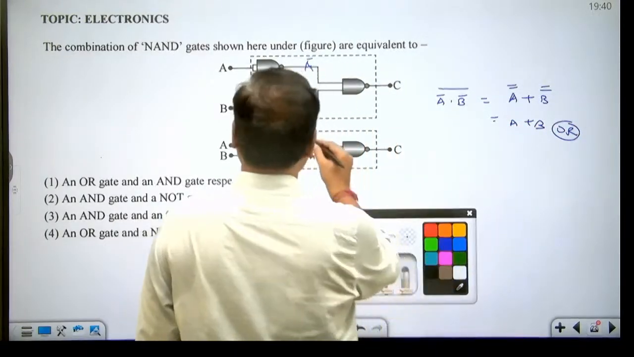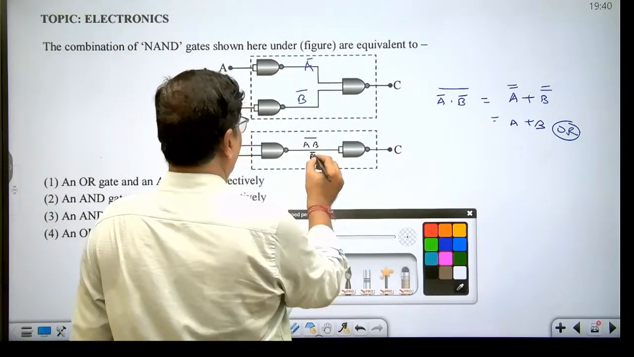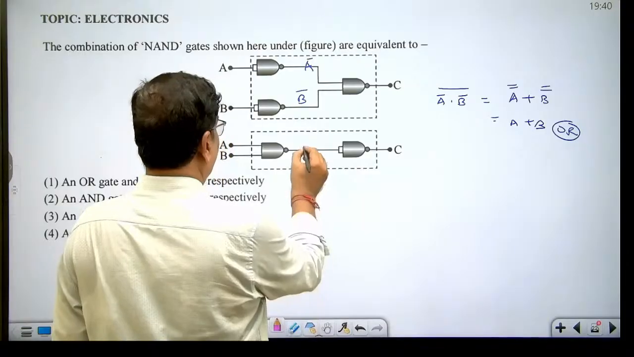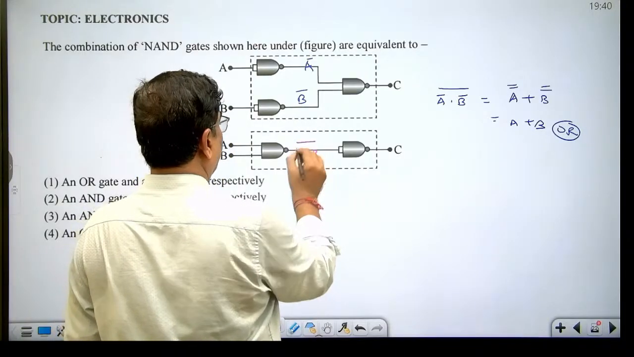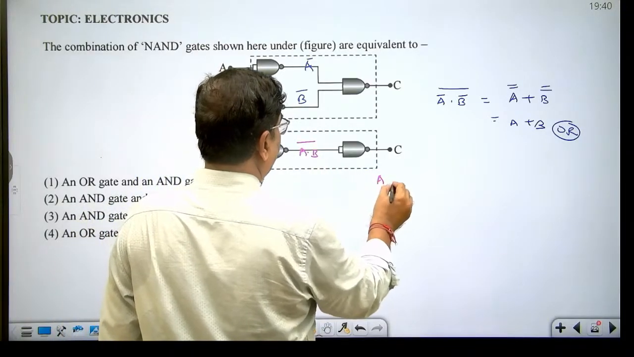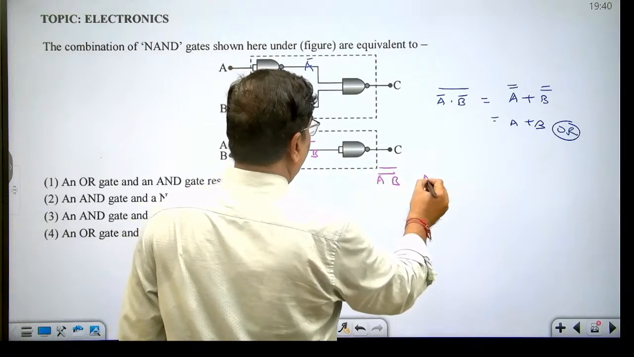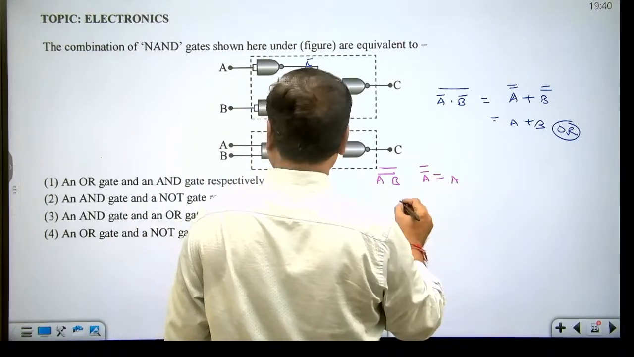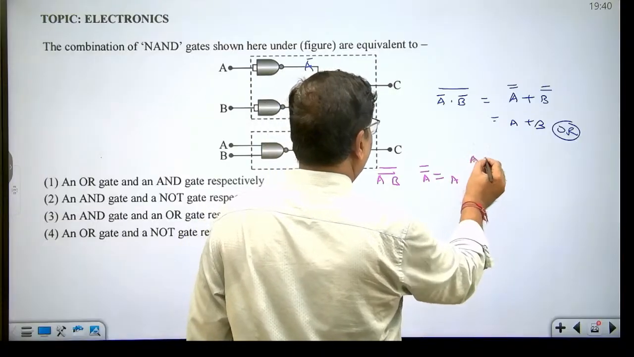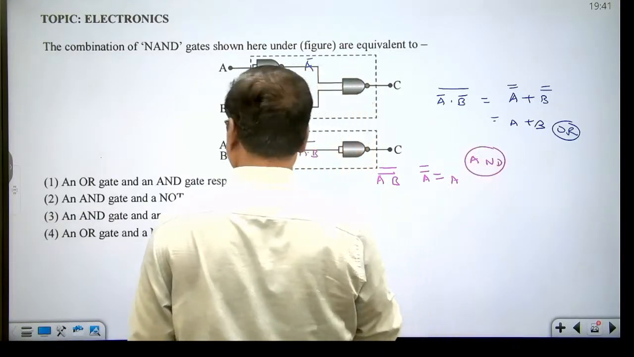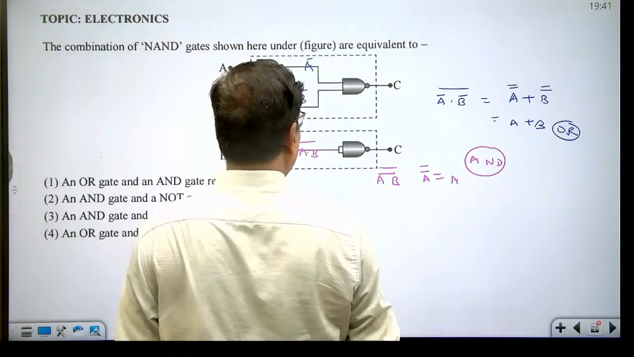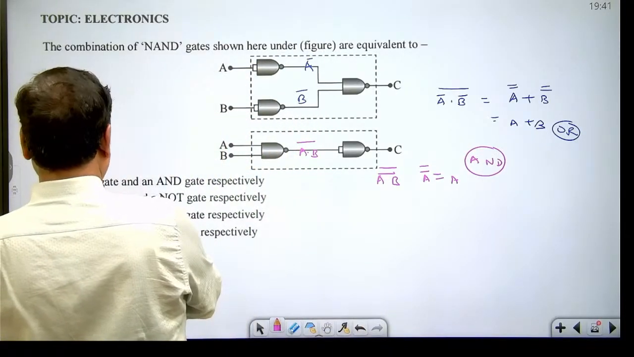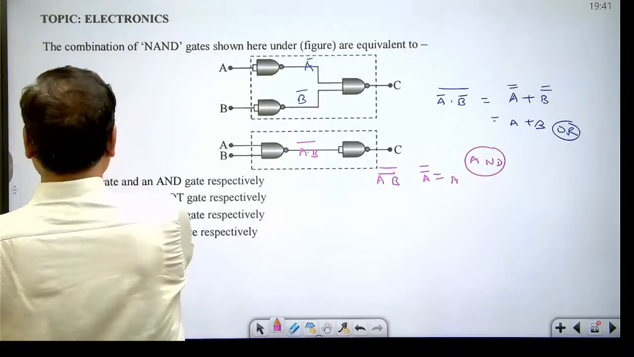And here this is A dot B bar. This is A dot B bar. And this is A dot B bar, whole bar. A and A is same. So this is A bar bar, means A. This is AND gate. Okay. So out of 4 choice, the correct choice is option 1.